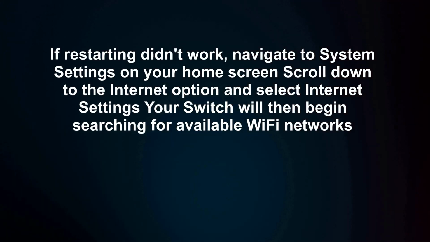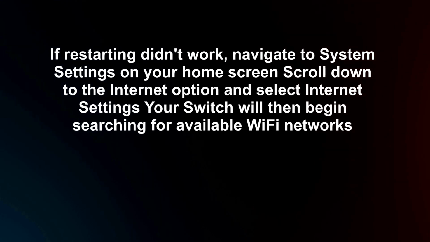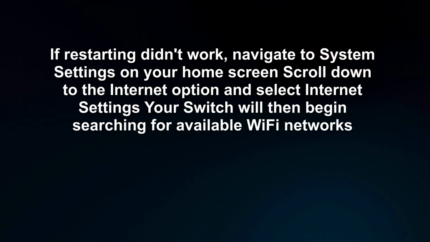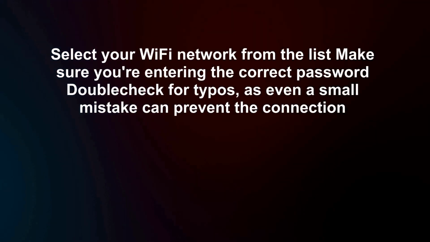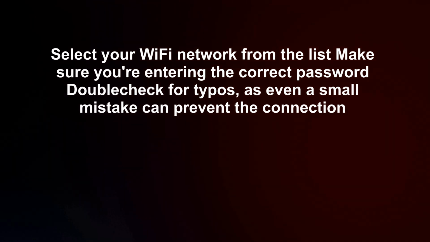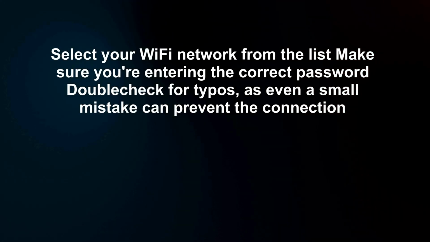If restarting didn't work, navigate to System Settings on your home screen, scroll down to the Internet option and select Internet Settings. Your Switch will then begin searching for available Wi-Fi networks. Select your Wi-Fi network from the list. Make sure you're entering the correct password. Double-check for typos, as even a small mistake can prevent the connection.